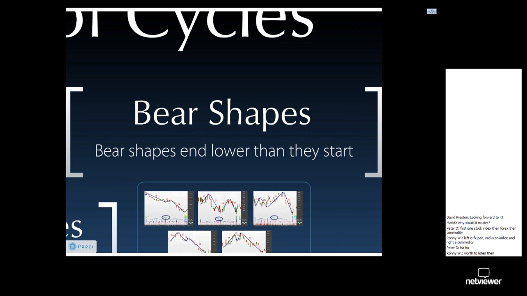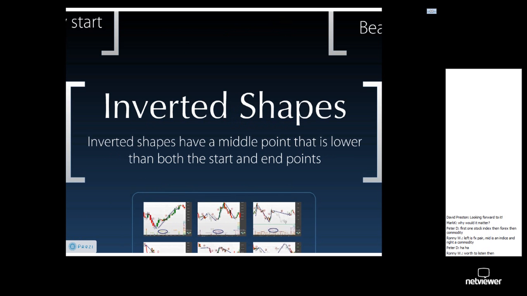To make it even easier, there are only 3 types of shapes. There are bull shapes, bear shapes, and inverted shapes. Okay?